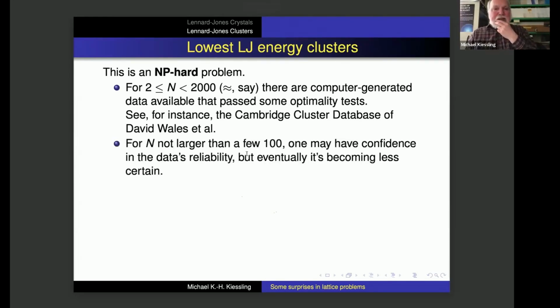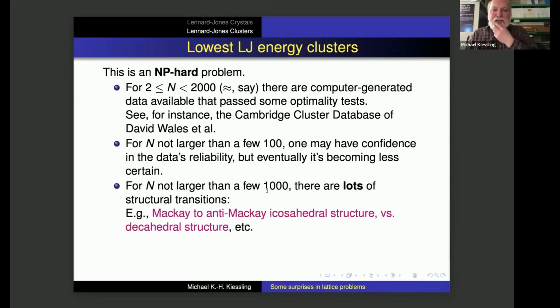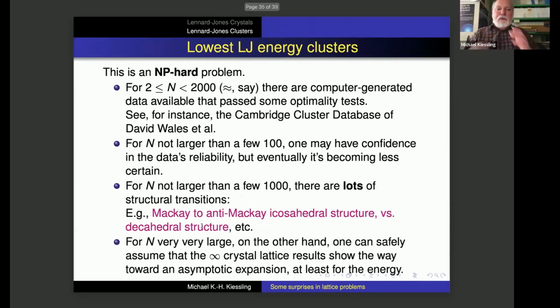And so the point is that when n is up to 100, you can really have good confidence, but then it becomes less and less certain. But the interesting part is there are lots of structural transitions, like people say analogs of phase transitions, between different structures. These are not really crystals, because they're too small, but there's something called the Mackay icosahedron and the anti-Mackay icosahedron, and then there are decahedral structures. And if you change n, it flip-flops around from here and there, and only when n gets large, it seems to settle for a while in something like an FCC structure. I didn't write that here, and then much later, it seems to go over into HCP.